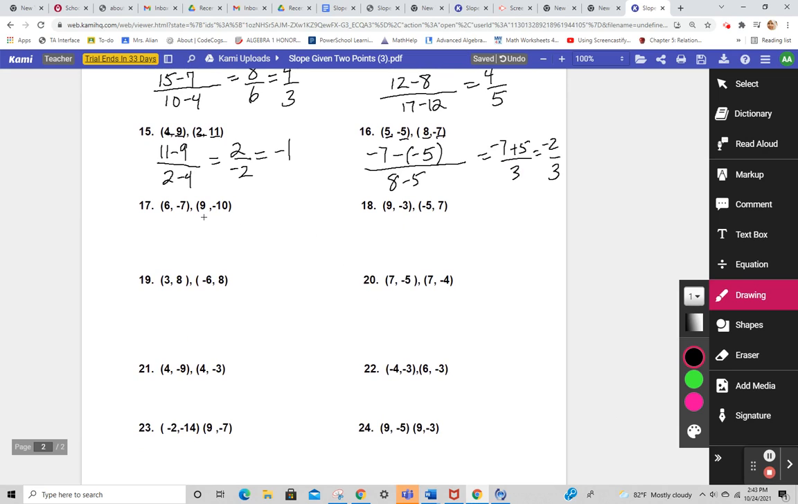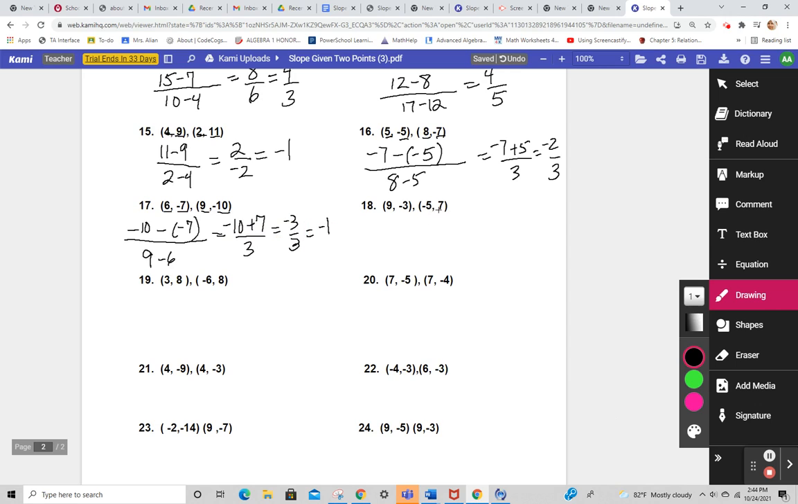I'm going to keep going. So negative 10, y sub 2 minus y sub 1, x sub 2 minus x sub 1. So that's negative 10 plus 7 divided by 3. So it's negative 3 divided by 3, which is negative 1.